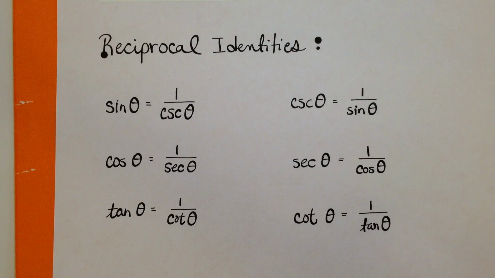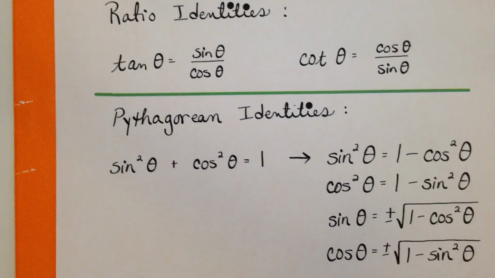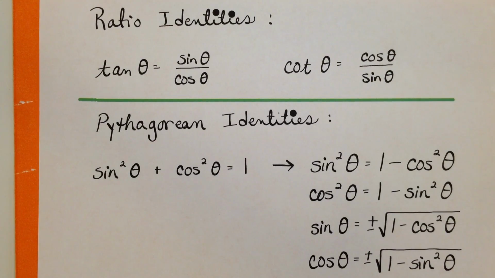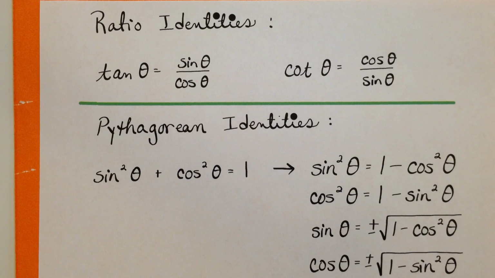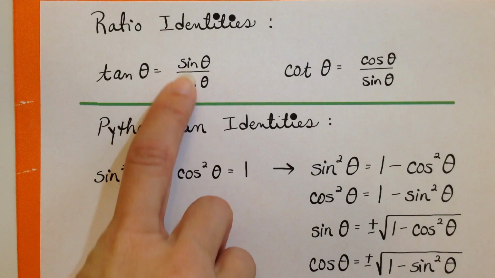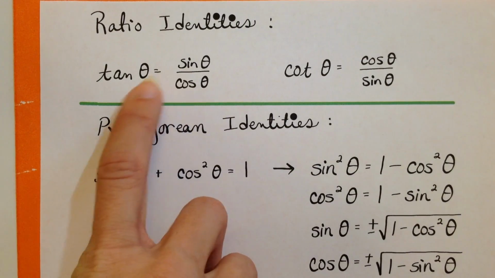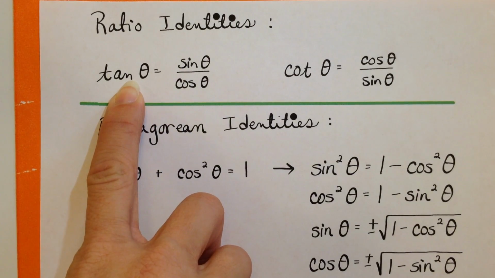All right, next we have at the top what's called your ratio identities. Okay, so for your ratio identity, you have tangent theta is equal to sine theta divided by cosine theta. So if you know your trig value for sine and cosine, then you could do your sine value divided by your cosine value, and that would give you your tangent value.